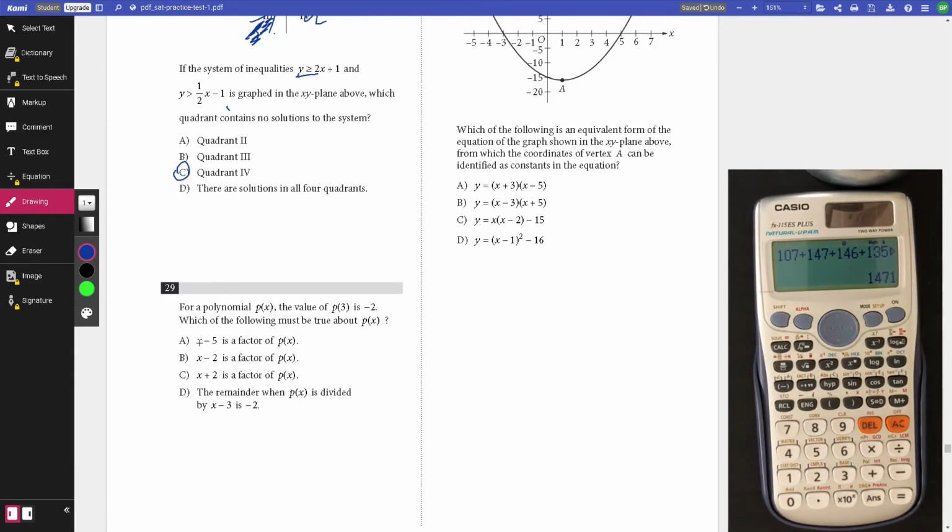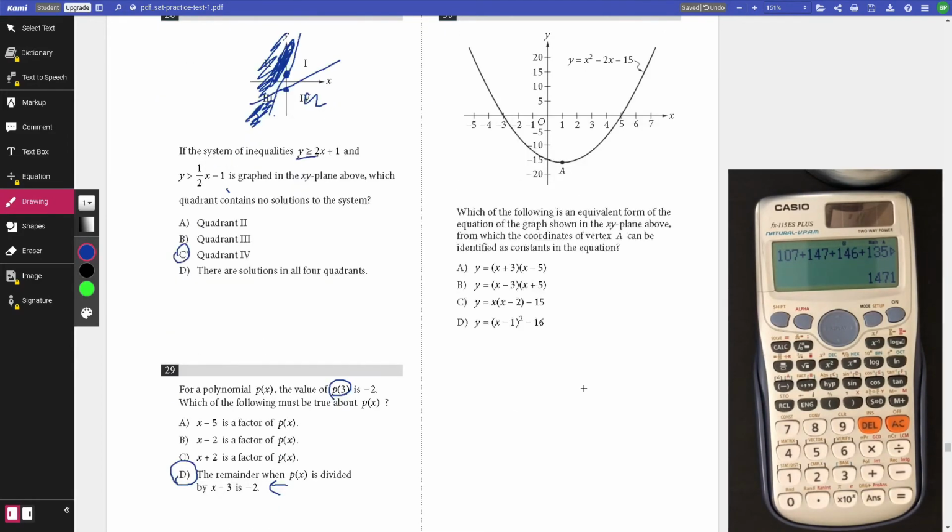29. For a polynomial, the value of P(3) is -2. Which of the following must be true about P of X? So the value of P of 3 is -2. So this is true. The remainder of P of X divided by X minus 3 is -2. You would just have to know that from your pre-calculus class.